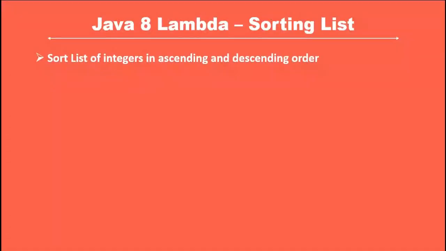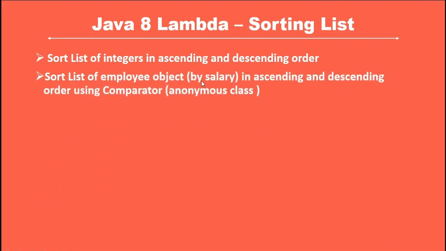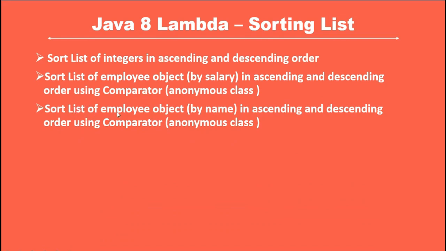Alright, so first we'll start with the very basics. We'll see how to sort a list of integers in ascending order and descending order. And then we'll see how to sort an employee object by their salary in ascending order and descending order using anonymous implementation of comparator. And next we'll see how to sort a list of employee objects by their name in ascending order and descending order using anonymous implementation of comparator. So we'll see first the anonymous implementation of the comparator interface, then we'll replace the anonymous implementation by lambda expression.